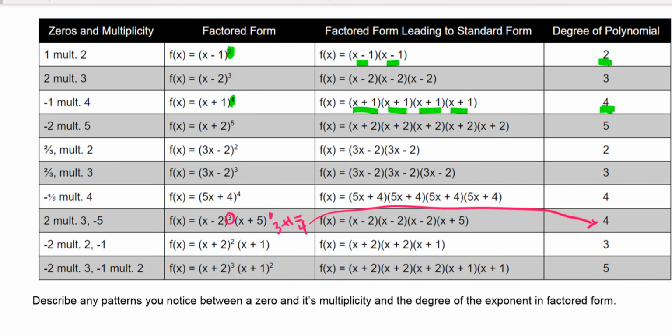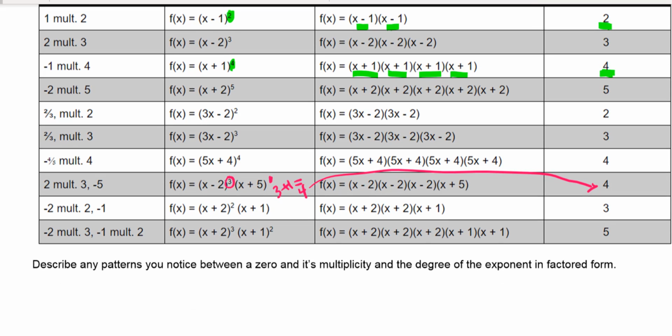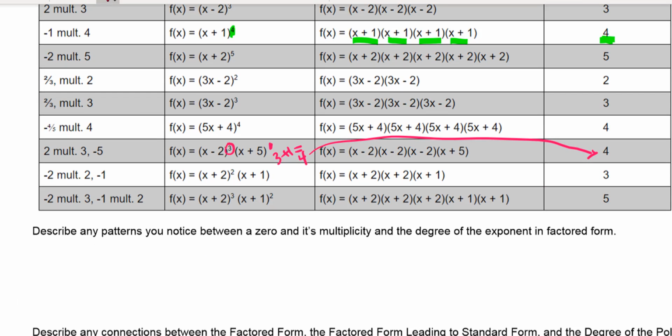All right, rock stars, how did we do? Hopefully, you got all of these correct, and you can talk about those patterns here. So we'll talk about those in class, but describe any patterns that you notice between a 0, its multiplicity, and the degree in factored form. So, what are the patterns between the multiplicity and the degree in factored form? What is that pattern? And then there's a follow-up question that describes any connections that you have between the factored form, and the leading standard form column. So basically, look at this column, and the very last column, and see what connections you make between those 3 columns.